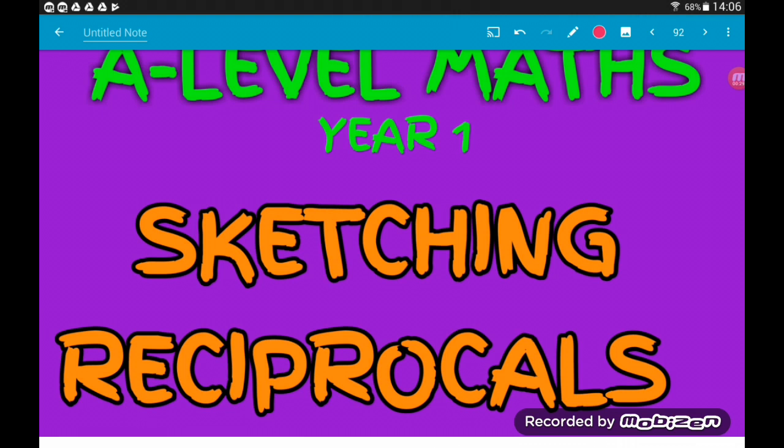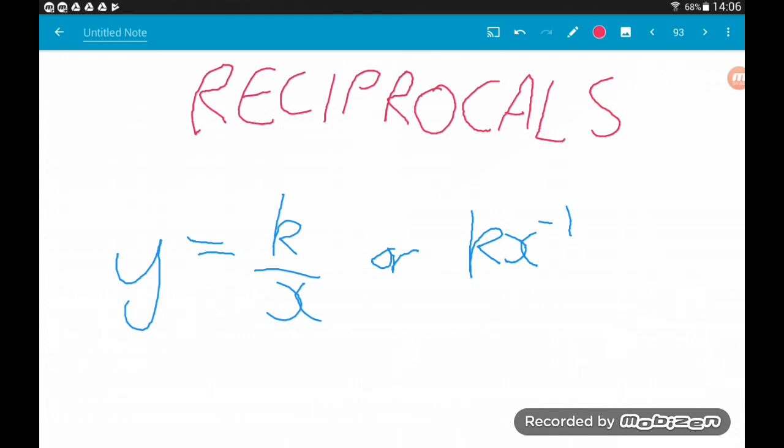So, first of all, what's a reciprocal? Well, a reciprocal is when we have something in the form y equals k over x, which we can write as kx to the power of minus 1. So, this is our most simple reciprocal. We will be looking at other negative powers too, but we're going to start here. So, these are our reciprocals. Y equals k over x, where k is a constant, which we can also write as k times x to the power of minus 1.